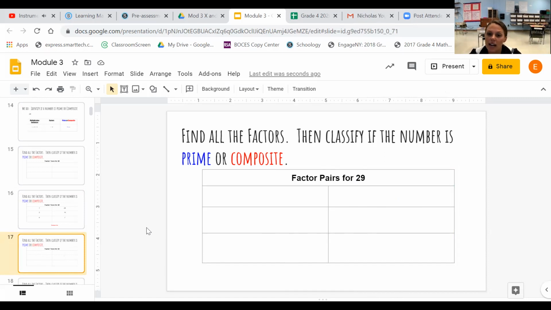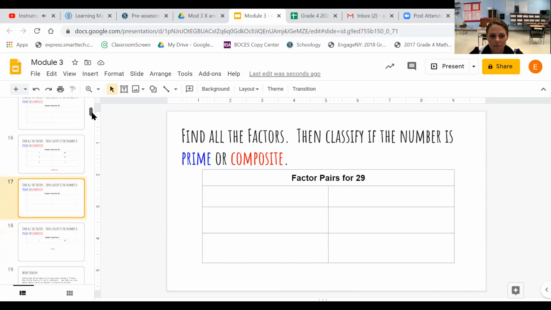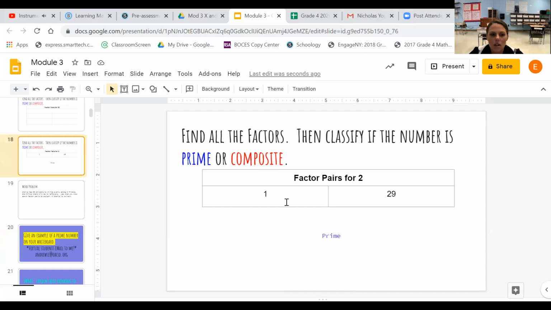Let's go ahead and try to classify the number 29 to identify some factor pairs to multiply to get 29. Pause your video, try it out, and then double check with me. Awesome. So here we only came up with 1 and me. We only came up with 1 and 29. Therefore, we know it is a prime number.